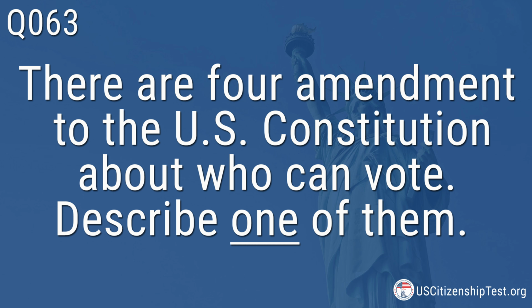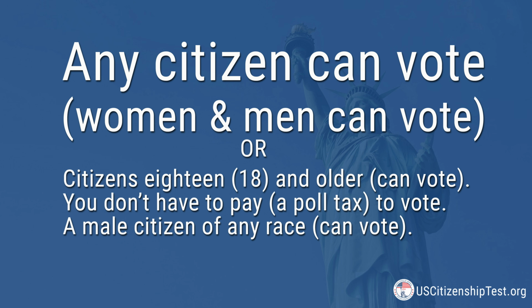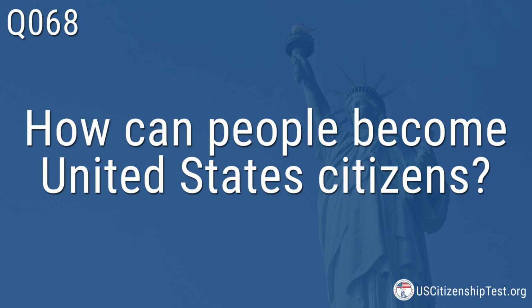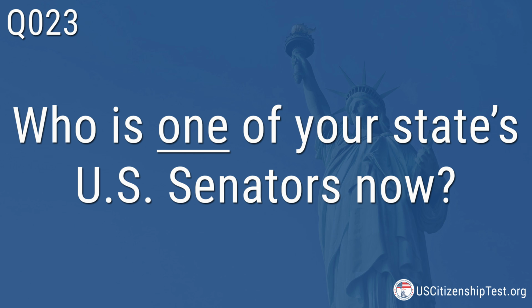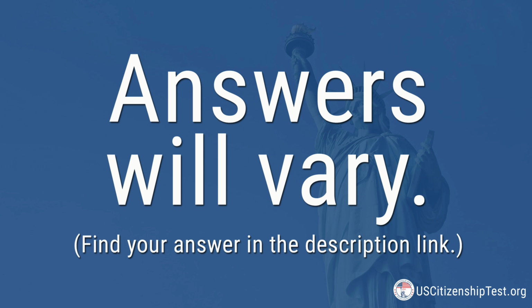There are 4 amendments to the U.S. Constitution about who can vote. Describe one of them. Any citizen can vote. How can people become United States citizens? Naturalize. Who is one of your state's U.S. senators now? Answers may vary depending on where you live.